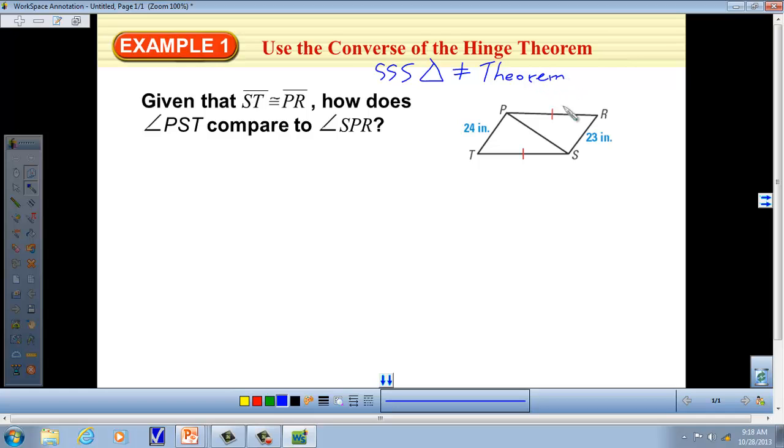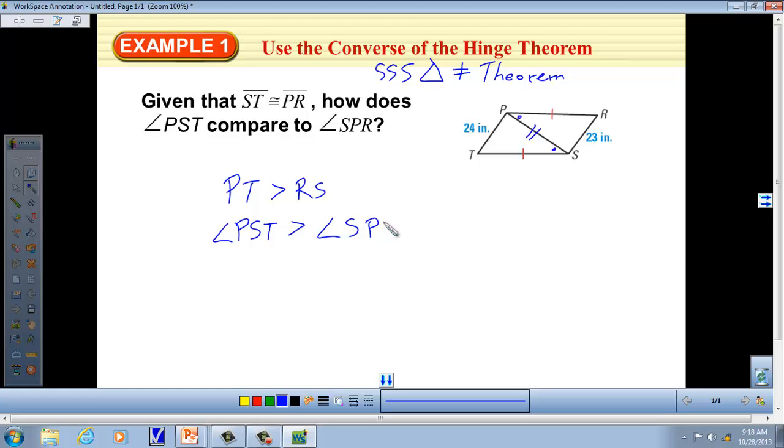And the reason why I call it this is because we're looking at these two triangles in terms of what's equal and what's not equal. So if we look, TS and PR are congruent, PS is congruent to PS, but these two sides are not equal. Therefore, we know PT is greater than RS, and since that's true, we know that this angle right here, PST, is going to be greater than this angle right here, which is angle SPR.